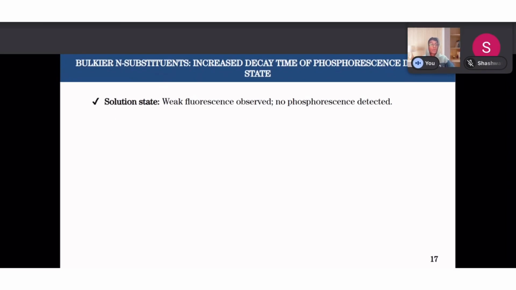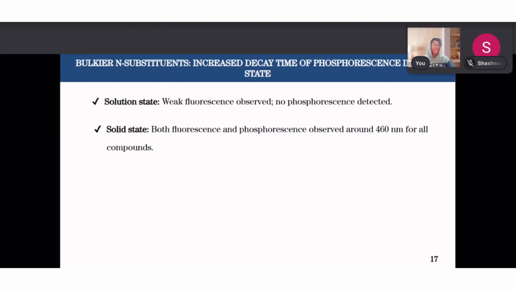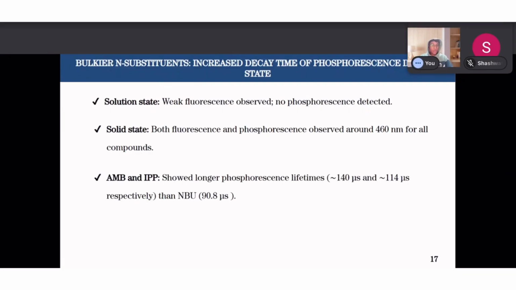Concluding our study, we found that 4-bromophthalamides are a promising source, as they show consistent phosphorescence in the solid state, although no phosphorescence was observed in the solution state. But in the solid state, both fluorescence and phosphorescence were observed at 460 nanometers for all the three different substitutions involved. This suggests that the main core involved in the phosphorescence is actually the 4-bromophthalamide core.